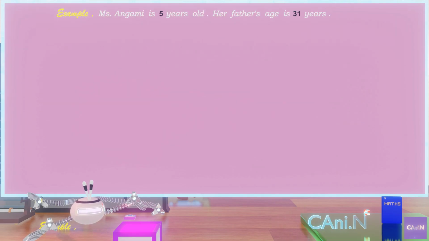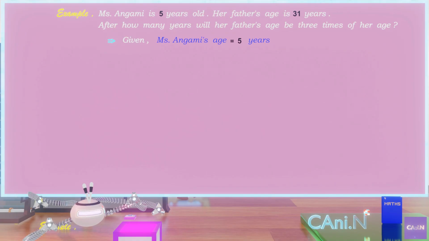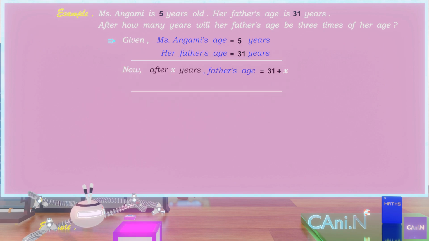Miss Angami is 5 years old. Her father's age is 31 years. After how many years will her father's age be 3 times of her age? Given, Miss Angami's age equals 5 years. Her father's age equals 31 years. Now, after x years, father's age will be 31 plus x. After x years, Miss Angami's age will be 5 plus x.